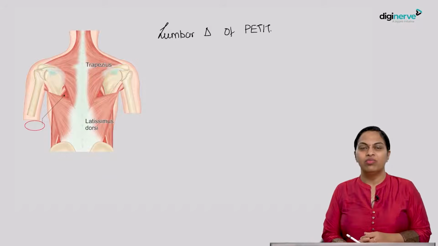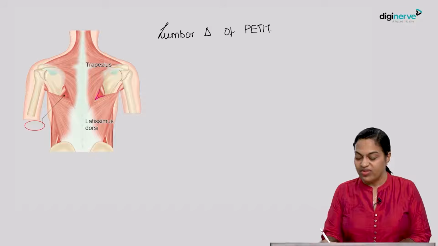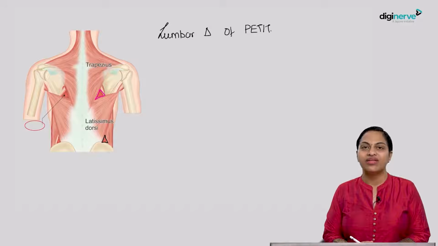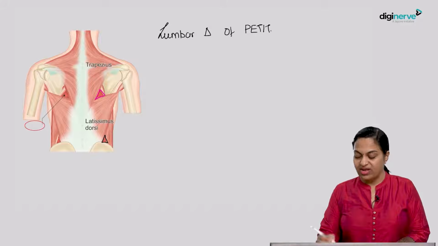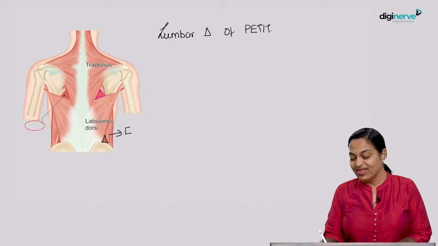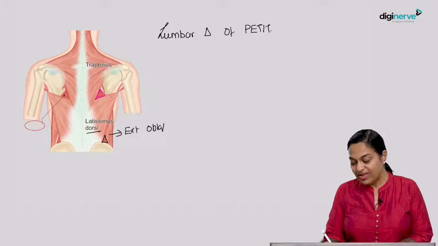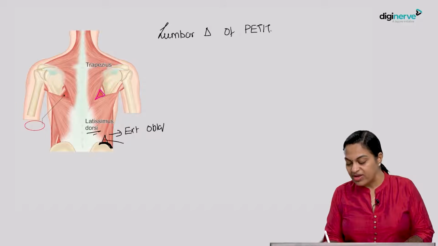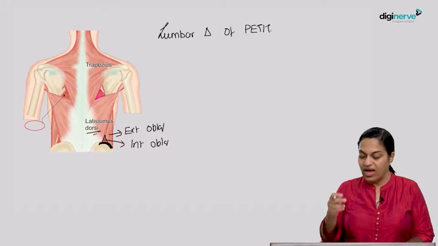While doing muscles of back in the upper limb, we saw that there are two important, interesting triangles. One is the triangle of auscultation and the other is the lumbar triangle of Petit, isn't it? Do you remember the boundaries of the lumbar triangle of Petit? In front, what we see here is the external oblique aponeurosis. This one is the latissimus dorsi. The base is formed by the iliac crest, and in the floor, the muscle that you see here is the internal oblique.